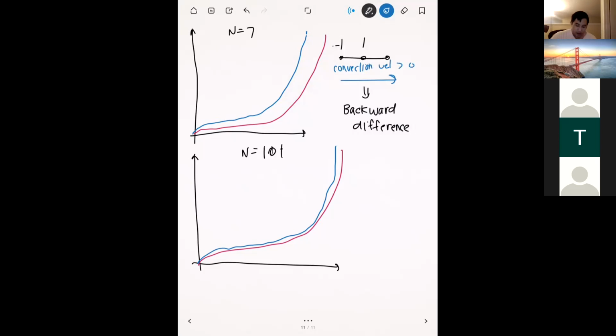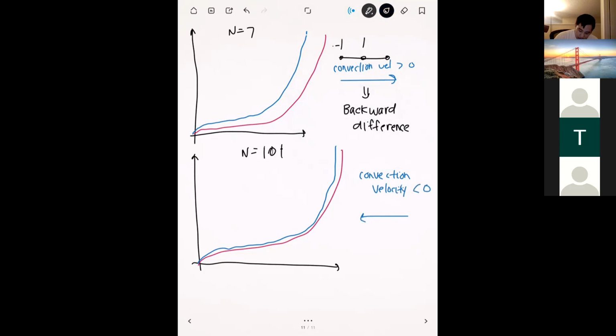Okay. And so, I want you guys to think about what happens when your convection velocity is negative. When your convection velocity is negative, that means it's going from right to left.